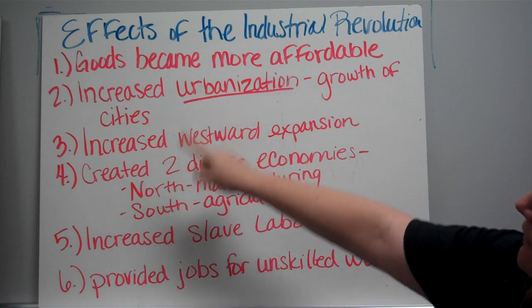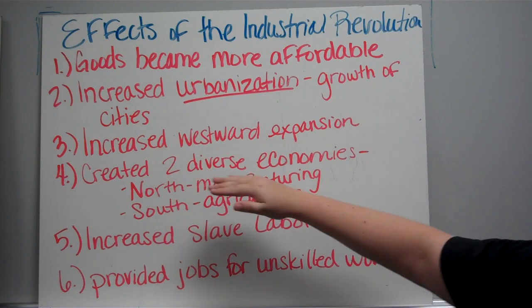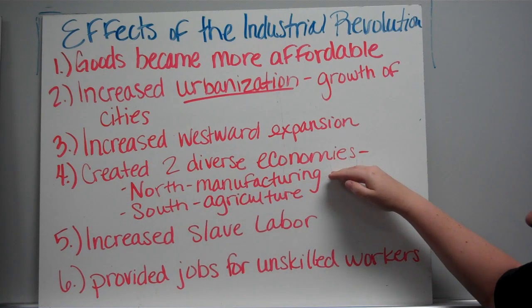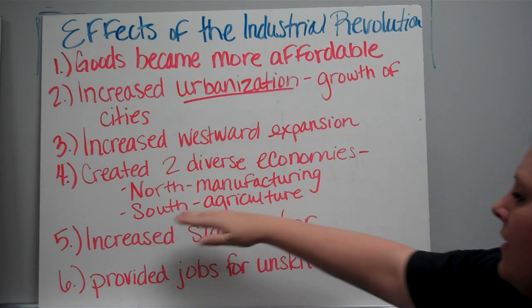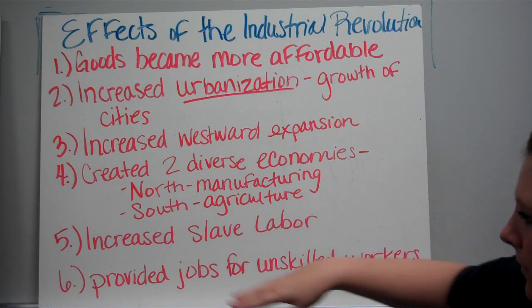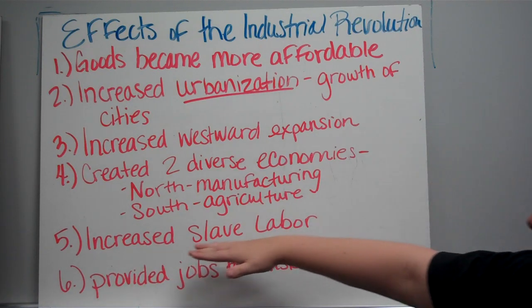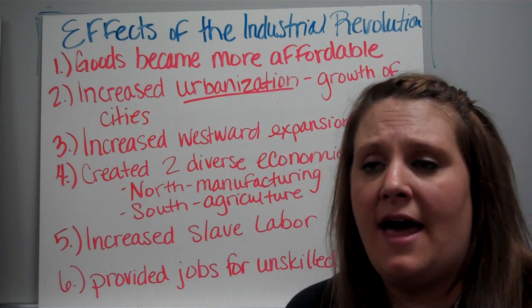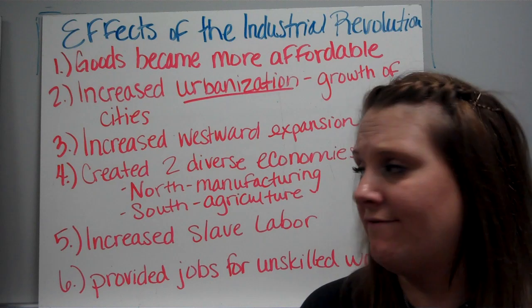Okay. The fourth thing it did was it created two diverse economies. The North became a manufacturing economy. The South became the leaders in agriculture. The fifth thing it did was it increased slave labor. We talked about the cotton gin and the impact it had on slave labor.